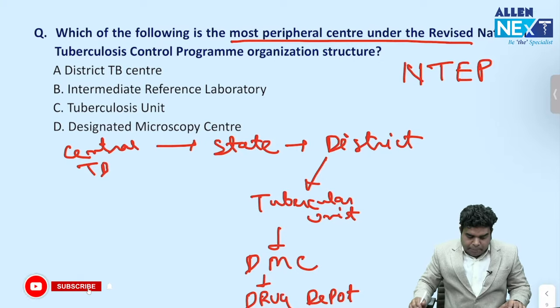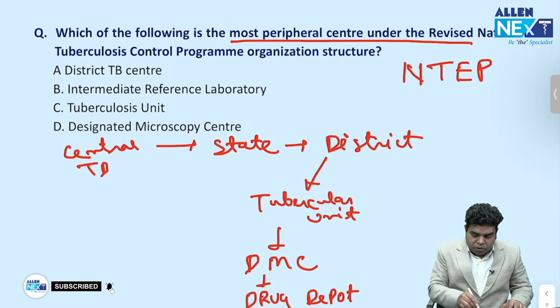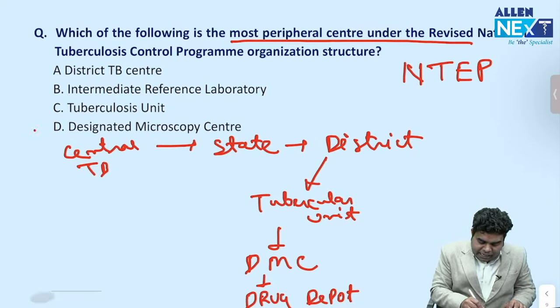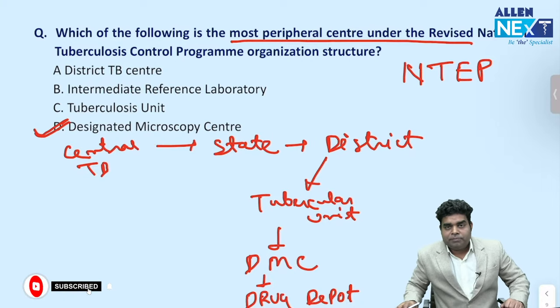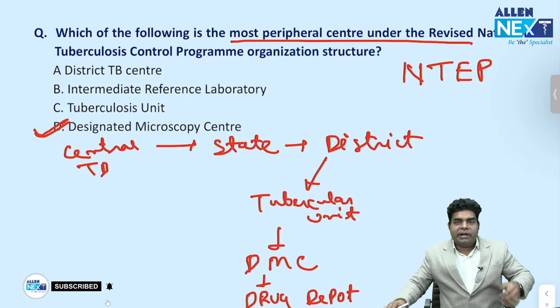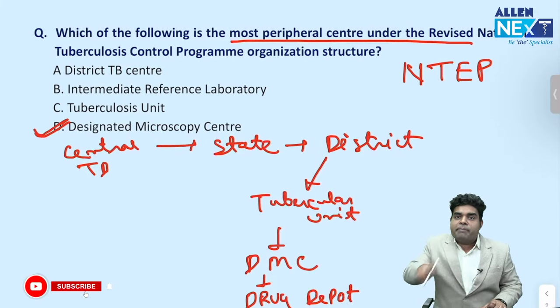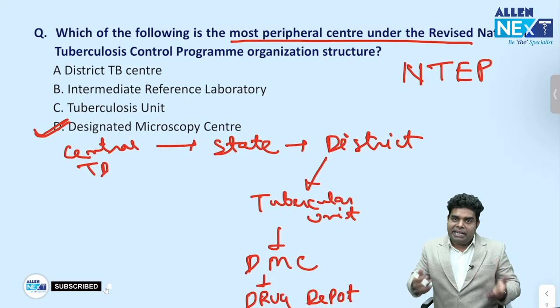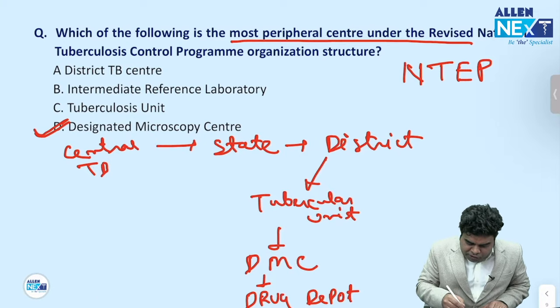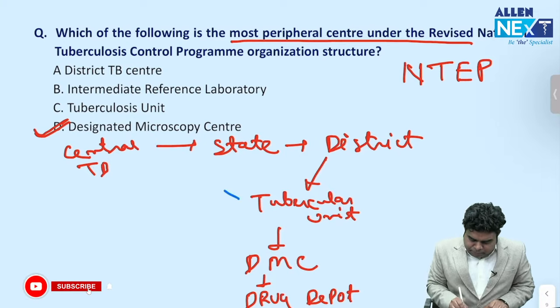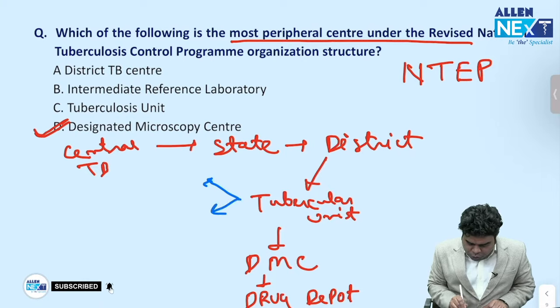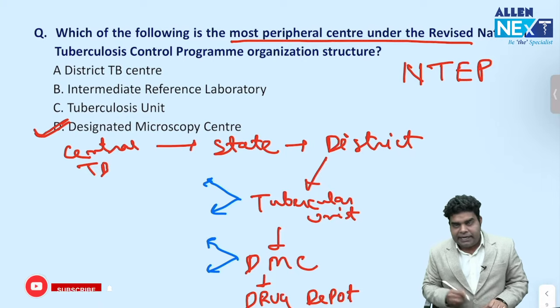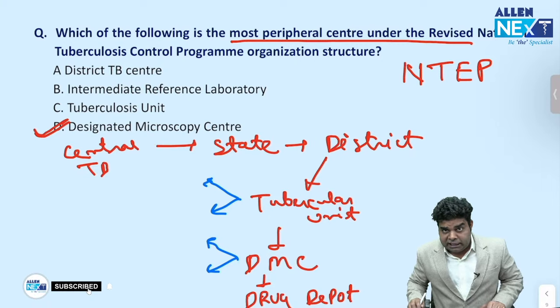So, what is the most peripheral unit? Out of the options given here, DMC will be the most peripheral unit. And in NEET 2018, they asked for the most peripheral unit with microscope, so of course it will be DMC. Now, one tough question from here is, what is the population norm for these TU and DMC? They have not asked it yet, but it is given in Park textbook.